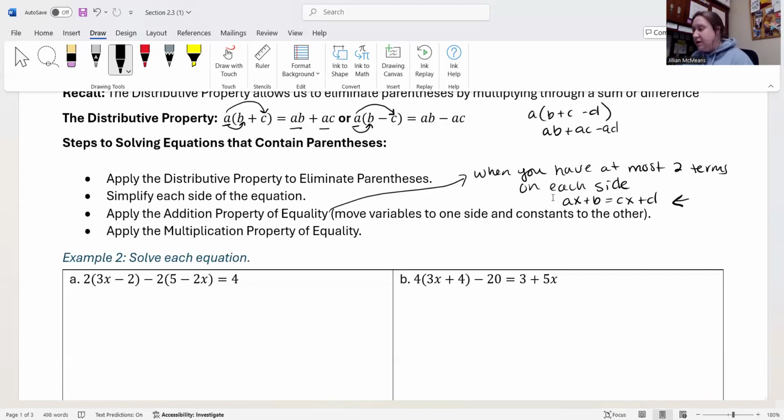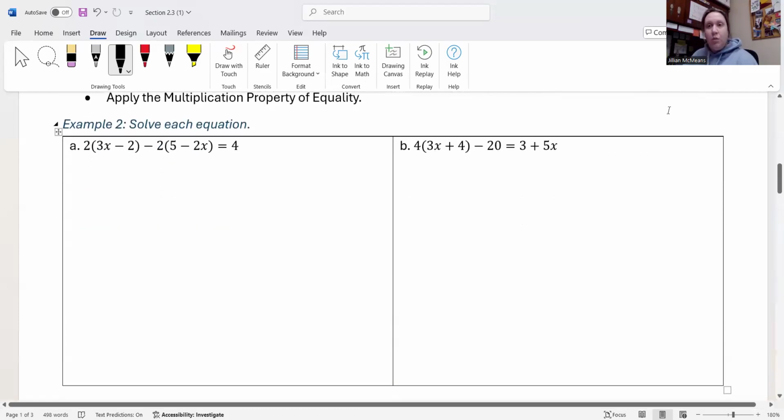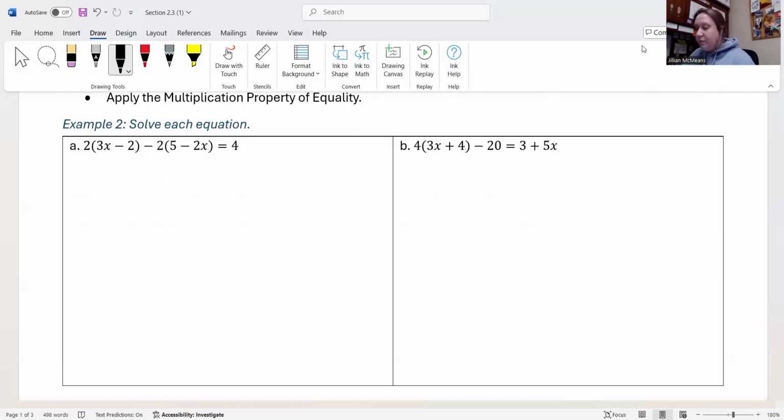Okay, so let's go ahead and look at these examples. Do not be freaked out. They have lots of steps, but we're going to take it one at a time. Okay, so for example 2, it says solve each equation. All right, part A, we have 2 times (3x minus 2) minus 2 times (5 minus 2x) equals 4. We have 2 sets of parentheses. Let's get rid of them right off the bat. Don't try to add anything. Don't try to subtract anything. Just distribute. Okay.